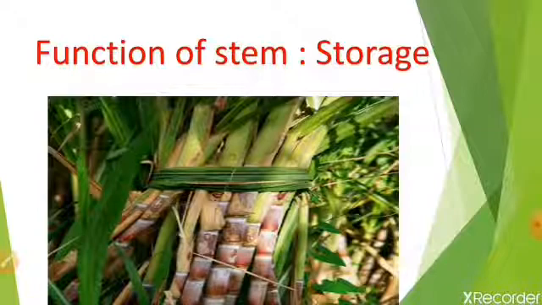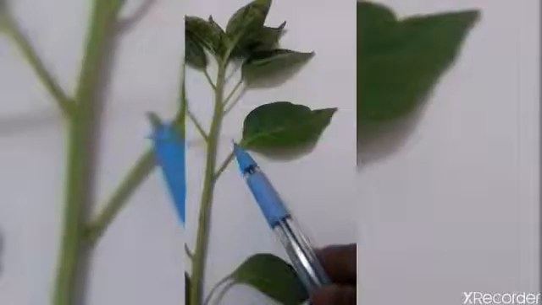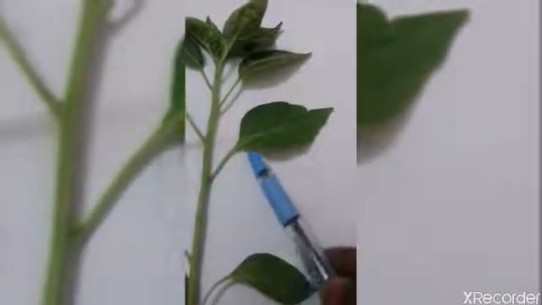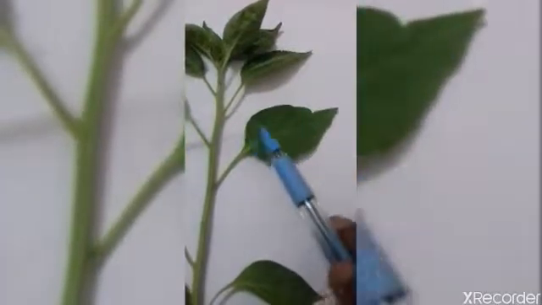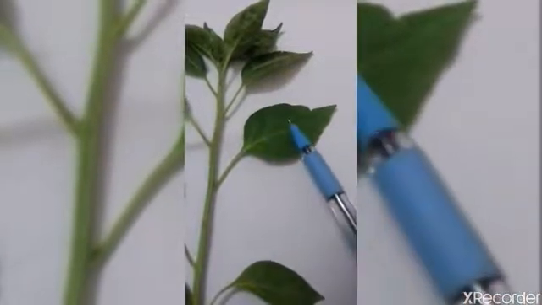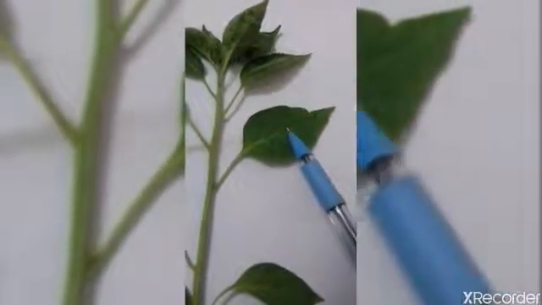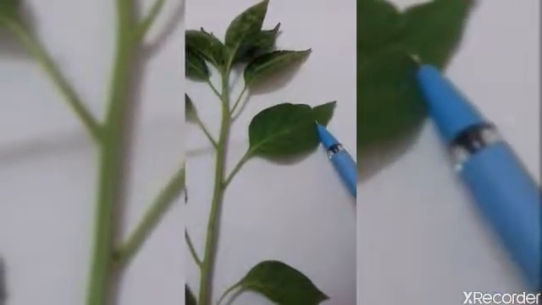Isn't it? Children, shall we move on to the next part of the shoot system? Leaf. The leaf is a green, flat, expanded structure borne on the stem at the node. The leaf has a stalk called petiole. A flat portion of the leaf is called leaf lamina, or we can call it a leaf blade. On the lamina there is a main vein called midrib.